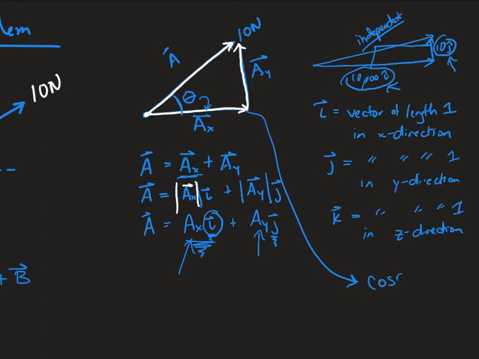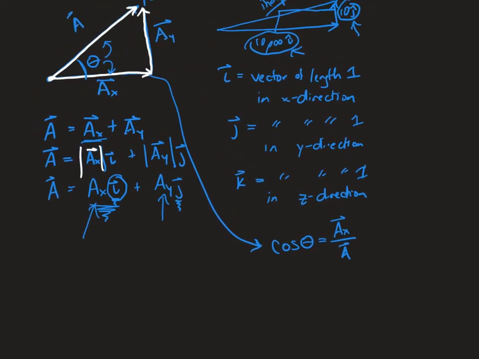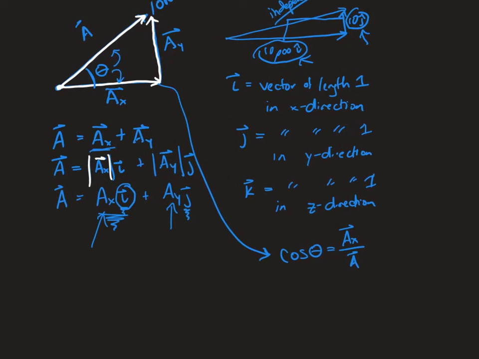So the cosine of theta equals the adjacent, which in this case is ax, over the hypotenuse, which in this case is a. If I cross multiply, ax equals, or at least really these are the magnitudes of these things, ax equals a times the cosine of the angle.